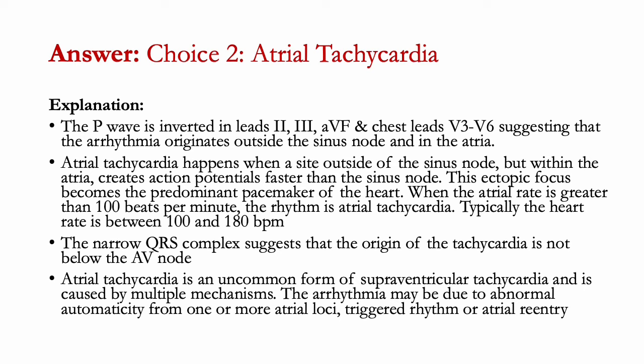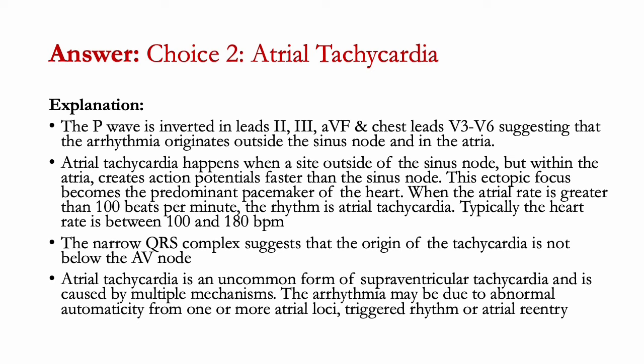Choice 2, atrial tachycardia. The P wave is inverted in leads 2, 3 and AVF and chest leads V3 to V6, suggesting that the arrhythmia originates outside the sinus node and in the atria. Atrial tachycardia happens when a site outside of the sinus node but within the atria creates action potentials faster than the sinus node. This ectopic focus becomes the predominant pacemaker of the heart.